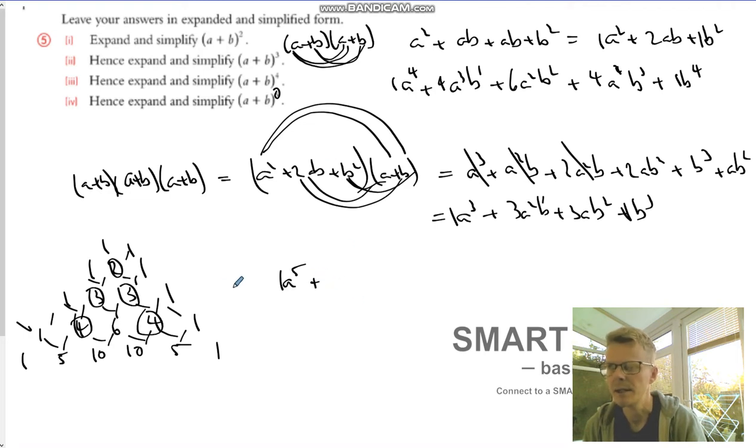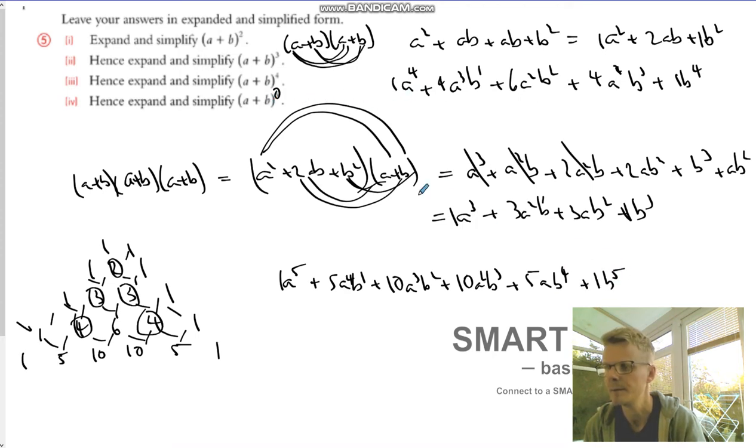Right, the next thing you'd get is 5 lots of A to the power of 4, so that's gone down by 1, B to the power of 1. You'd get 10 lots of A cubed B squared. You'd also get 10 lots of A squared B cubed. You would get 5 lots of A to the power of 1, B to the power of 4, and finally you get 1 lot of B to the power of 5, equally because you do B 5 times.